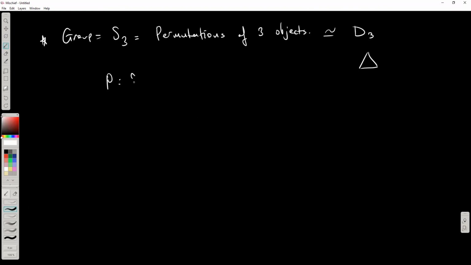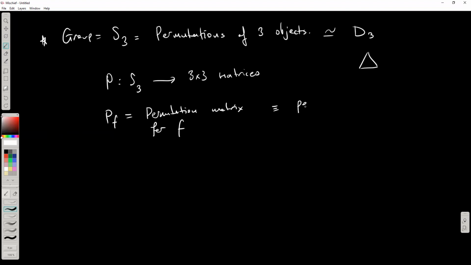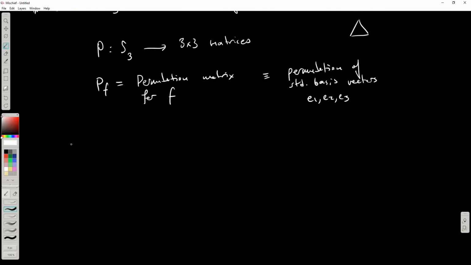So from this group to 3 by 3 matrices, I can express P as the corresponding permutation matrices. So P_f is the permutation matrix for f. In that case, we just think of it like a permutation of standard basis vectors, if you remember, e1, e2, and e3.